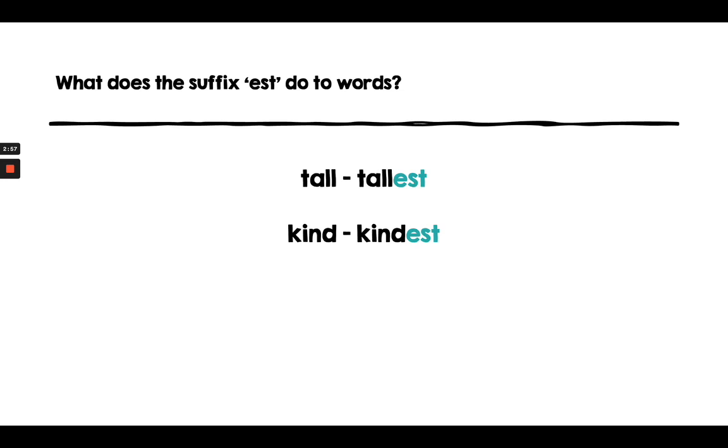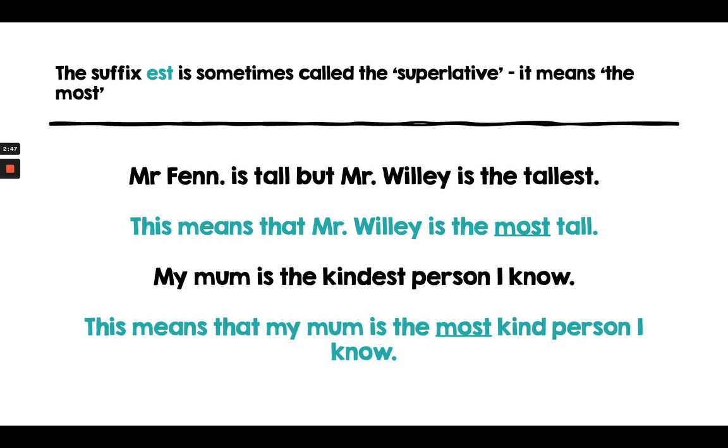So we can turn the word tall into tallest. We can change the root word kind into kindest. Can you remember what the suffix est does to words? Well, it's sometimes called the superlative, and it means the most. So, for example, you could have the sentence, Mr. Fenn is tall, but Mr. Willie is the tallest. Okay, that means that Mr. Willie is the most tall.